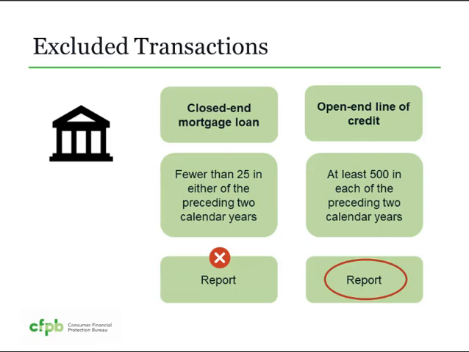A financial institution has the option of reporting loans that are otherwise excluded from reporting requirements because the financial institution did not satisfy the loan volume thresholds. However, if a financial institution chooses to report the excluded transactions, it is obligated to report all such applications, originations, and purchases for that calendar year.